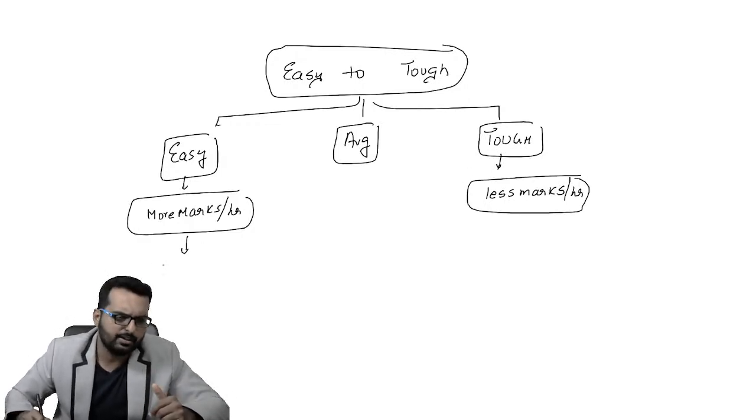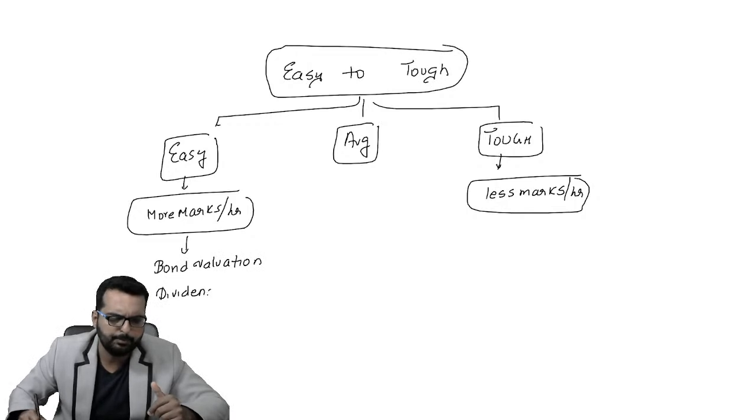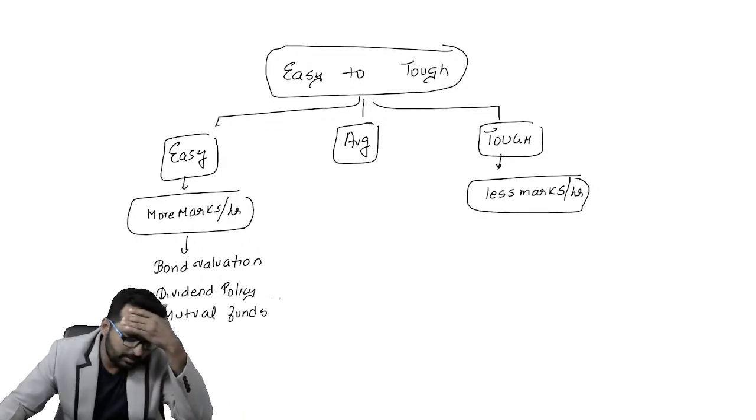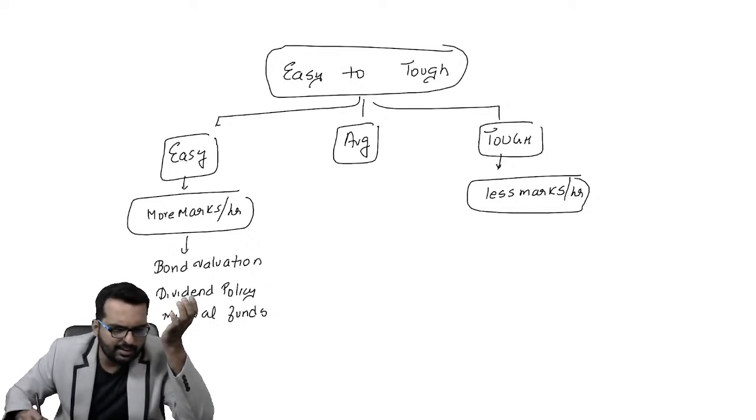All right. Here come the basic chapters like bond valuation. Okay, then you have dividend policy. Okay, then you have mutual funds. Which are the other chapters here? Dividend policy, risk analysis, not there anymore. Dividend policy, security analysis.